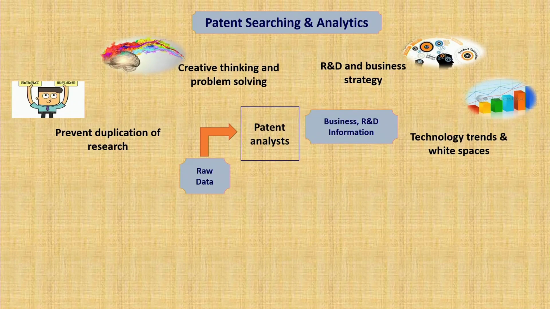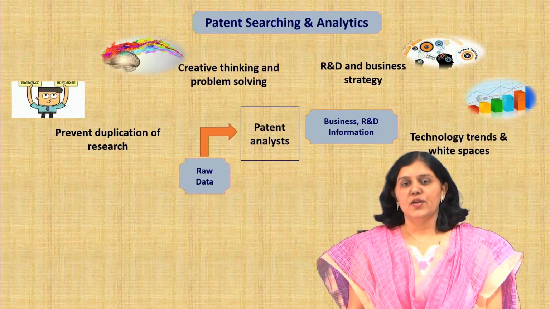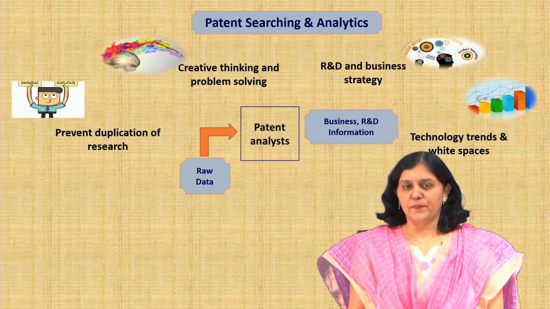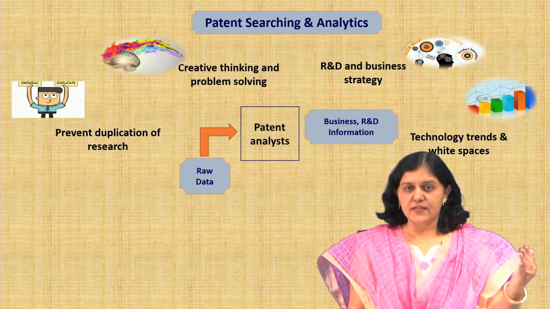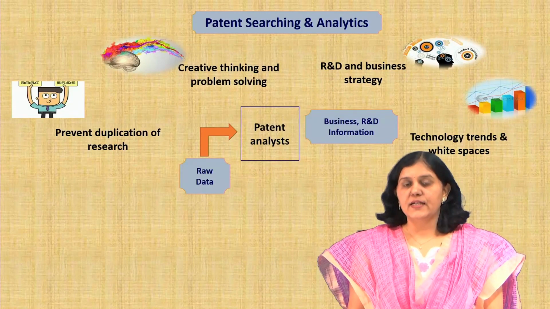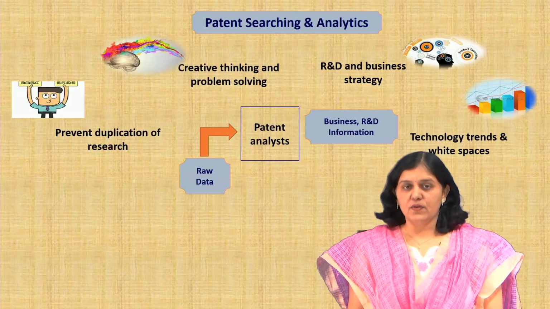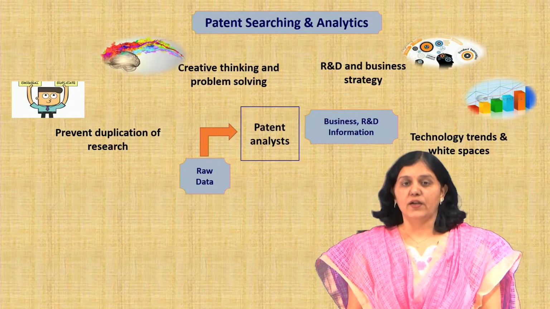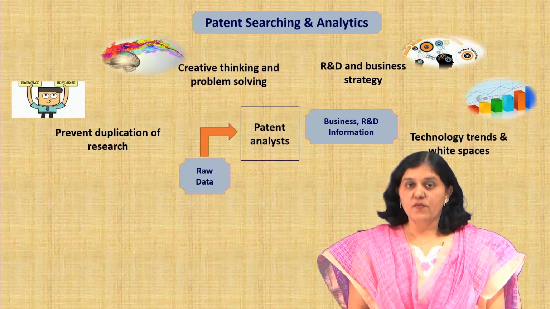This patent analytics helps you to give technology trend. So, for example, suppose you are working in some X domain. You can take help of patent analysts to check the last 50 years trend in your domain. This trend may help you to decide on further projection in your technology domain. Similarly, white space mapping.